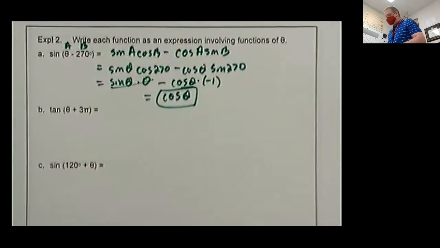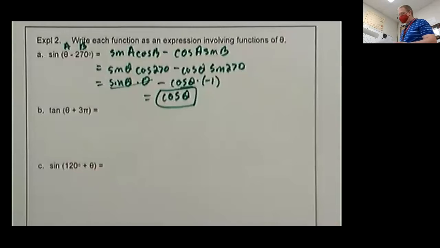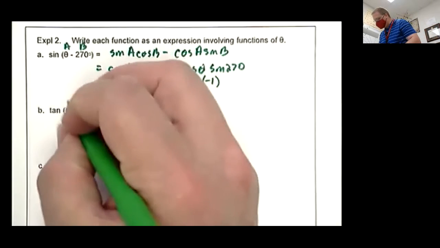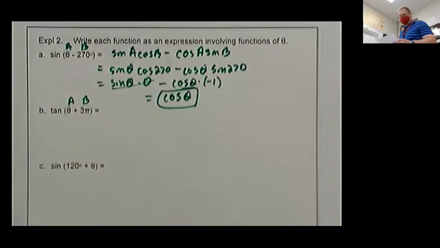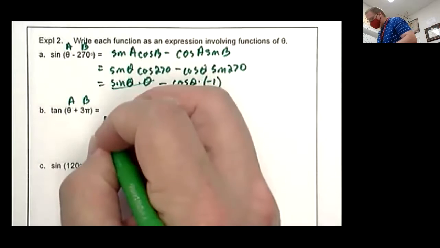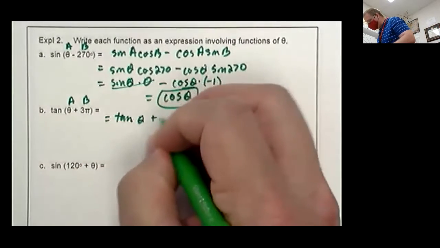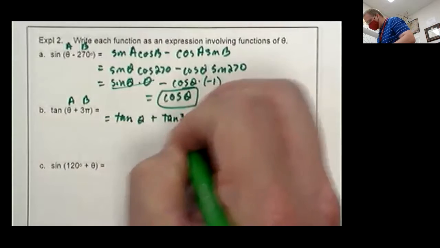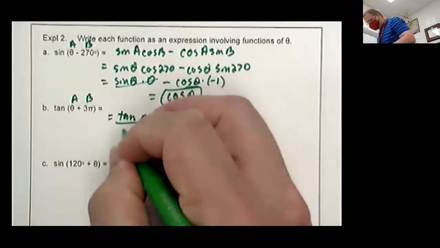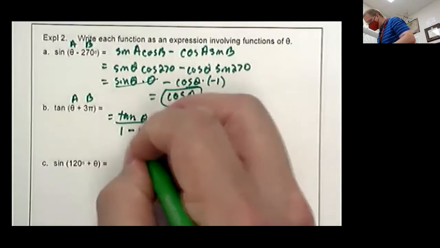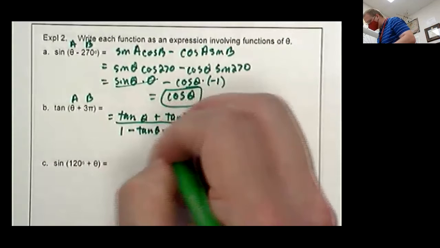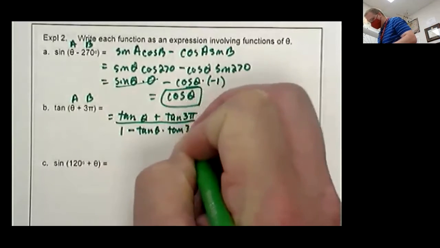Do the same thing with tangent. We've already looked at that identity. So we're going to recognize that this is A, this is B, and so we're going to plug into our identity. This is tangent of theta plus tangent of 3 pi over 1 minus tangent of theta times tangent of 3 pi.